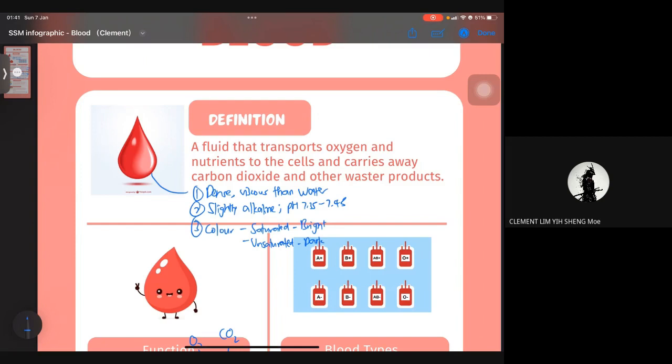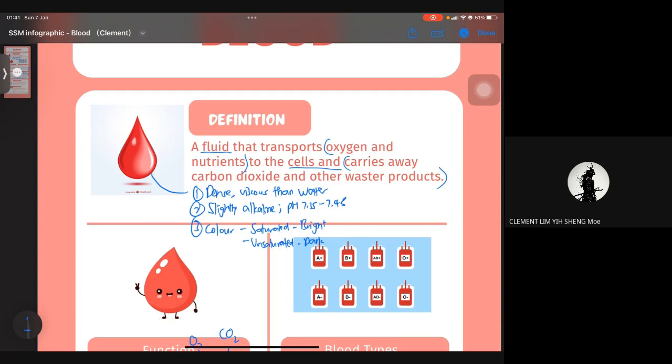Today I'm going to present my topic, which is about the blood. First of all, let's talk about the definition of the blood. It's a fluid that transports oxygen and nutrients to the cells and carries away carbon dioxide and other waste products. And that's the definition of the blood.